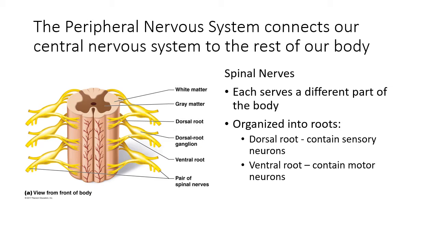So the peripheral nervous system in general refers to every nerve that is outside of our brain and spinal cord. Specifically, the spinal nerves are those nerves that come out of the spinal cord, as we see in the center of this image here, the yellow structures extending out. Each of these nerves serves a different part of the body, and they are organized into roots. We have what are called dorsal roots and ventral roots.